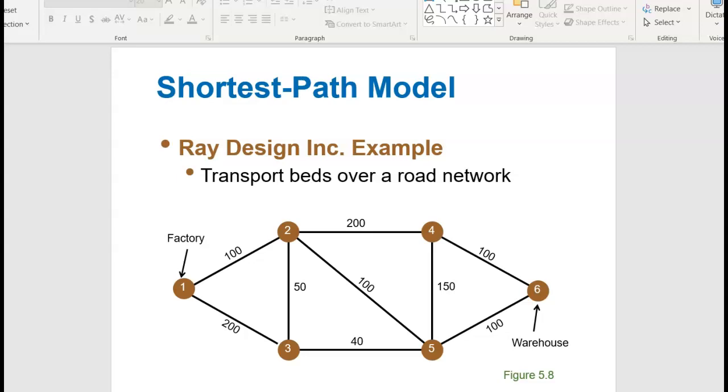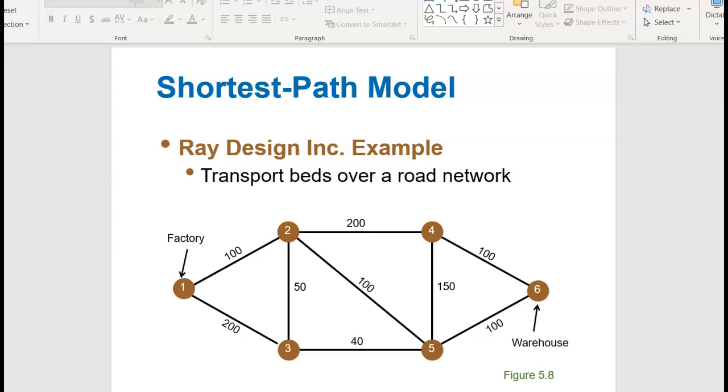Hi, in this video, we're going to talk about another type of network model, which is the shortest path model. The reason why we use this particular type of setup is that it helps us find how a person or an item can travel between one location to another location through a network, at the same time minimizing the total distance traveled.